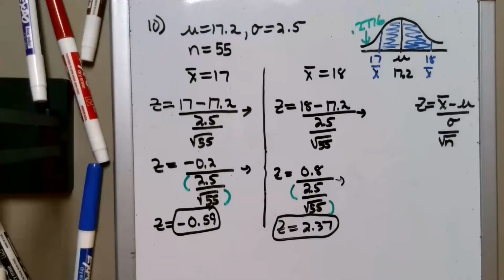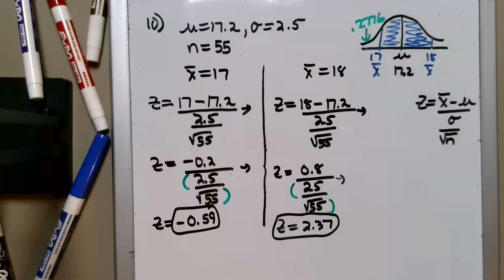So now I'm going to look up 2.37 on the positive z side.